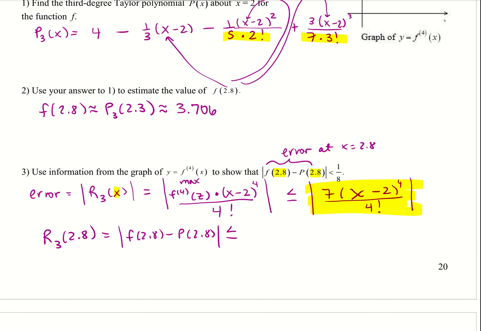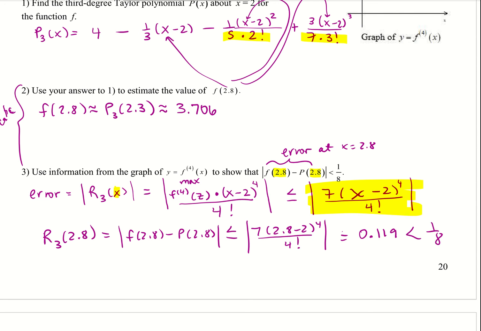I did that a little earlier, but I would have had a linkage error because this says x, and I need it at 2.8. So this will be the absolute value of 7 times 2.8 minus 2 to the fourth power over 4 factorial. Now, we're going to use a calculator for both of these. This is calculator active here. And so this would be 0.019 as my error, which indeed is less than 1/8.